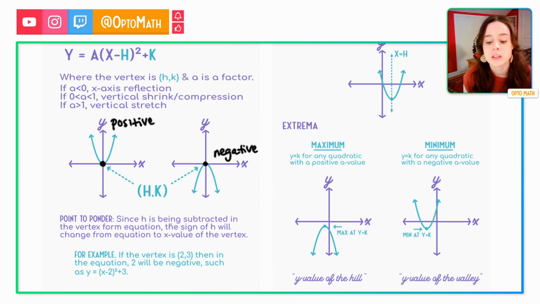So here's a point to ponder. Notice that in our equation, it's a minus h. So our point just has a regular old h. So if we substitute our h into the equation, then it's going to change sign. Because if you subtract a positive, it becomes negative. If you subtract a negative, it becomes positive. So here's an example. If your vertex is (2, 3), then the equation will have a minus 2, such as maybe y equals the quantity of x minus 2 squared plus 3. So just be aware of the sign change there. And again, that's because you're subtracting h in the equation.